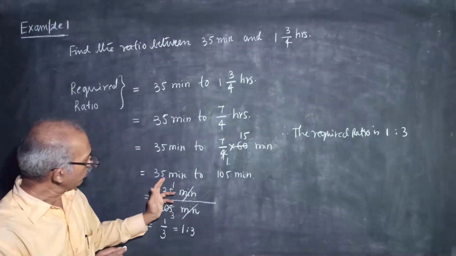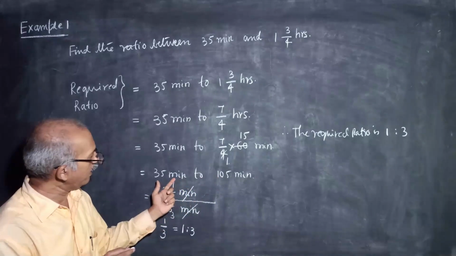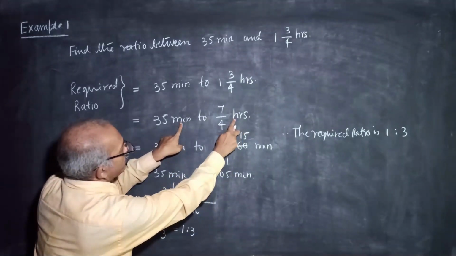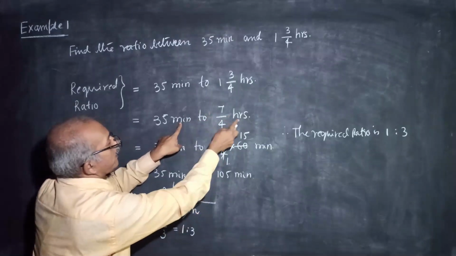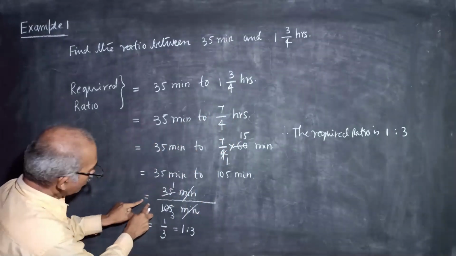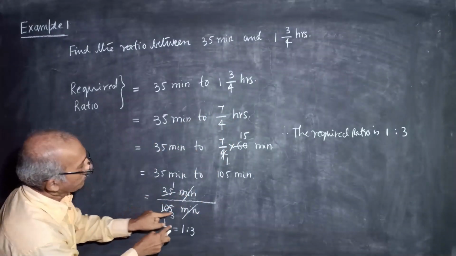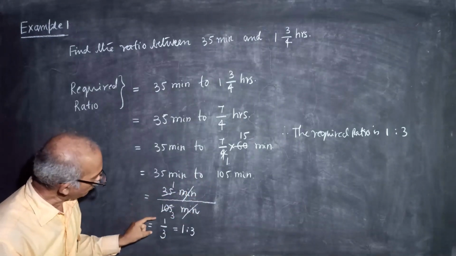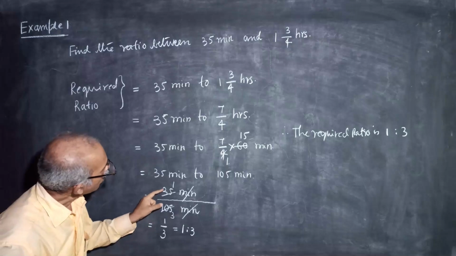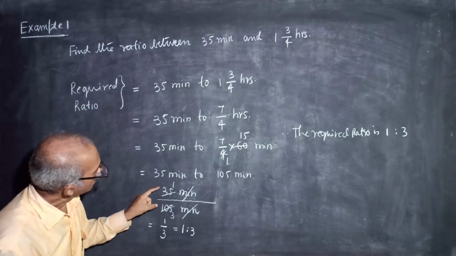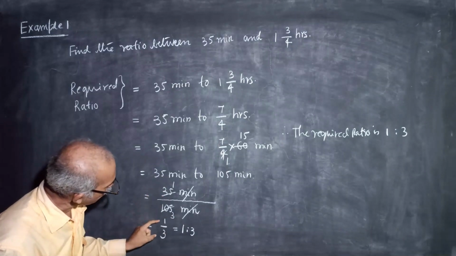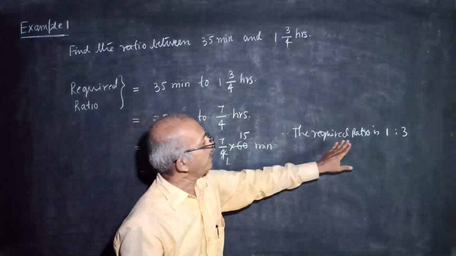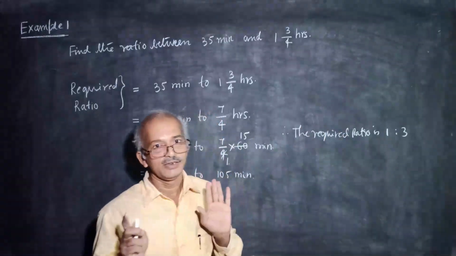Now, the units here are the same, here the units are different, but these two units are interconvertible. So 35 minutes by 105 minutes. From ratio form, we have brought it to fraction form. So you cancel the minutes. 35 ones are 35, 35 threes are 105. So this simplifies to 1 by 3, which is 1 is to 3. Therefore, the required ratio is 1 is to 3.